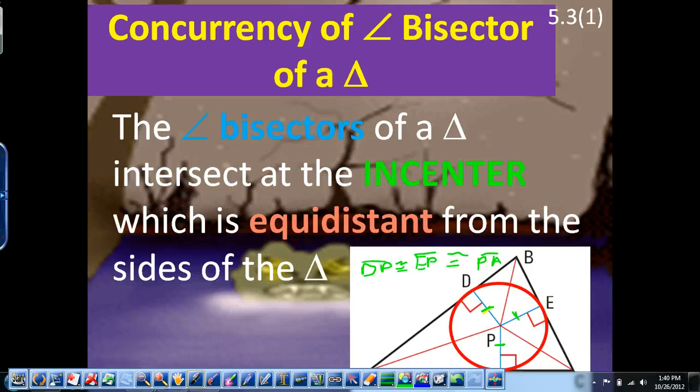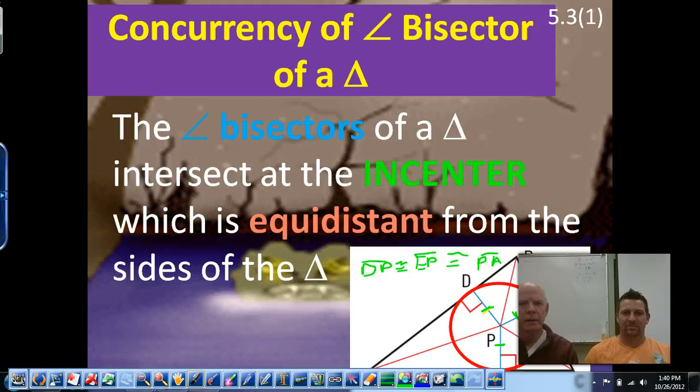Okay, so all three of those perpendicular segments are congruent. All right, and I think that's it for this section.